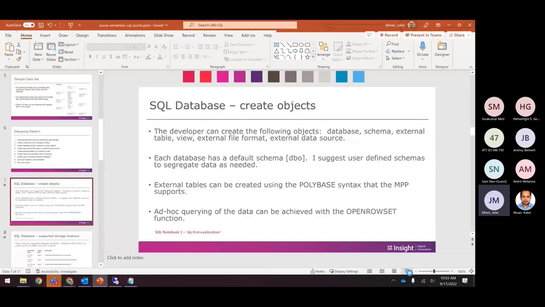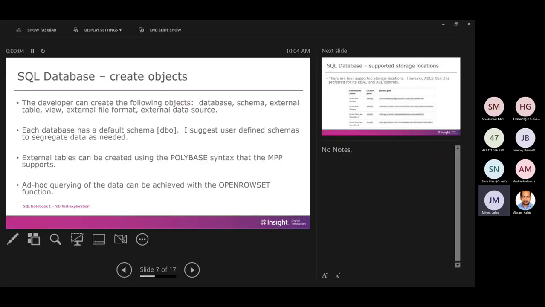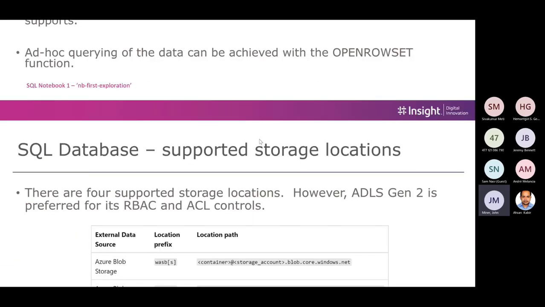So we talked about creating objects, right? That was our first notebook. We showed you how to use OPENROWSET. We talked about creating an external data source, external file format, and external table. So the next thing we're going to talk about is storage.